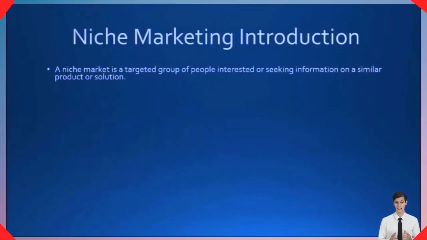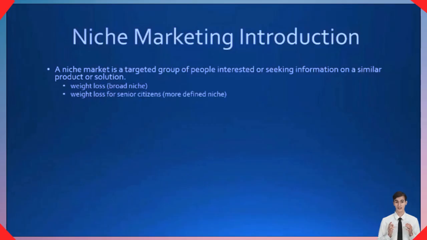A niche market is a targeted group of people interested in or seeking information on a similar product or solution. For example, a broad niche market would be weight loss. There are a lot of people looking for solutions to lose weight, to better their life, to eat better, to diet, to exercise correctly. So weight loss is a broad niche. It's a whole group of people who are passionate about, interested in, or seeking information on losing weight.